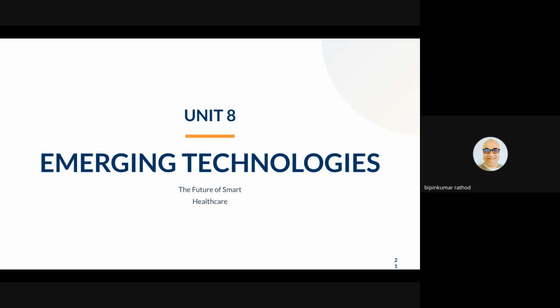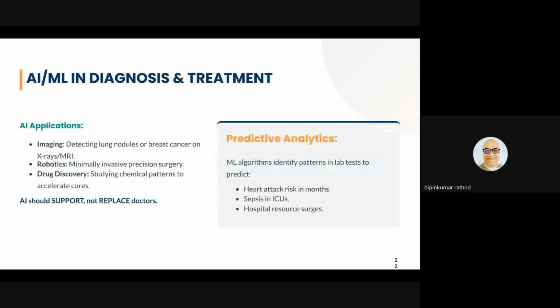Okay, so now let's elaborate further in the next slide. What is possible, what must happen? So here is a great example, artificial intelligence and machine learning, which is happening in diagnosis and treatment, prediction, and you name it. It's everywhere. The most interesting areas of AI, machine learning, and computer vision in diagnosis and treatment are imaging, robotics, drug discovery, predictive analytics, and so on.